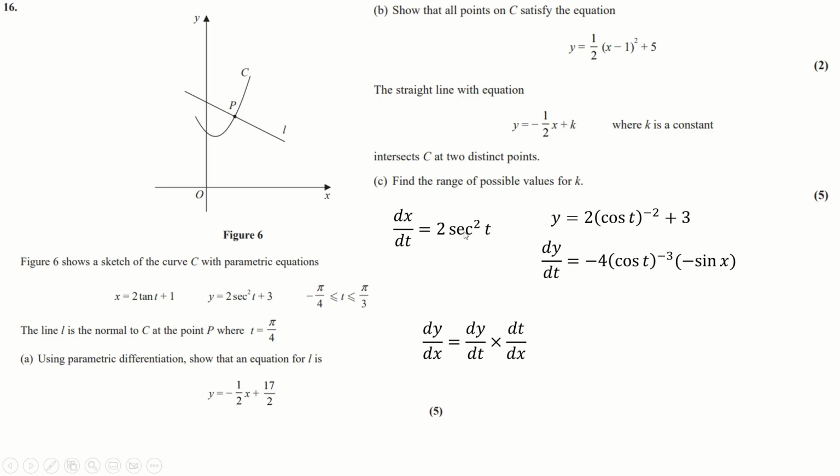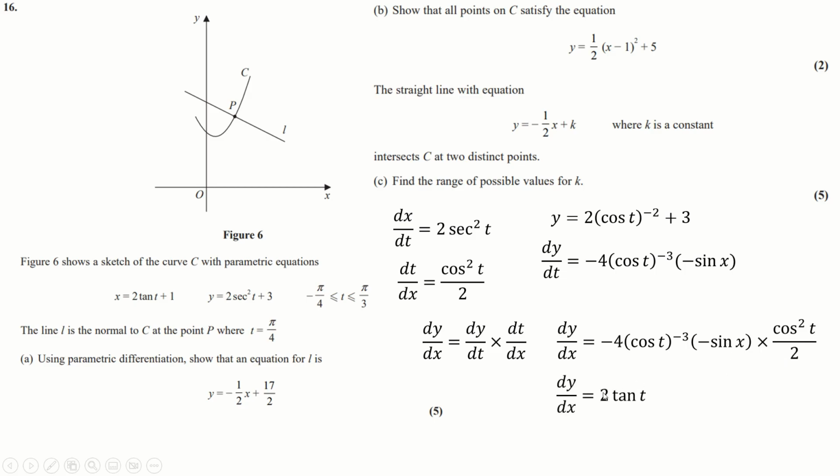And so if I flip this one over, now this is essentially 2 over cos squared. So flipped over, it's cos squared over 2. And we just need to times this by this. The negatives cancel. 4 divided by 2 is 2. Cos squared, and then this is cos cubed on the bottom. Just leave 1 cos, they'll cancel, and you just get 1 cos on the bottom, and then sine over cos is tan, and we just end up with 2 tan t. Evaluated at pi over 4, tan of pi over 4 is 1, so we just get 2. And this is a normal, right? So the gradient of this normal is the negative reciprocal of that, which is minus half, so looking good.